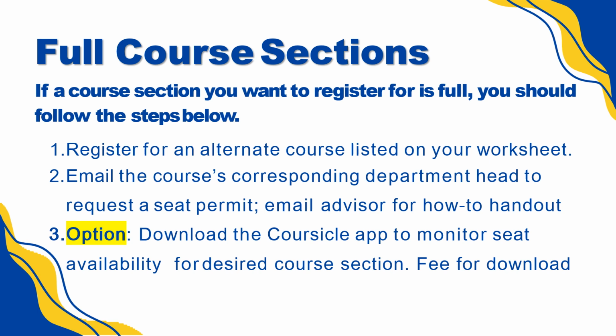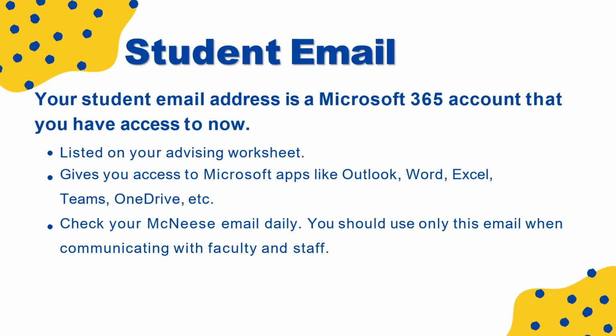As a McNeese student, you have access to a Microsoft 365 account that is listed on your advising worksheet, your student email. It'll have your name or abbreviation at mcneese.edu. Gives you access to the Microsoft apps like Outlook, which is email, Word, Excel, Teams, OneDrive, and so on. But we want you to start checking your McNeese email daily. This is the only email you should use when you're reaching out to faculty and staff. It's a more secure account.